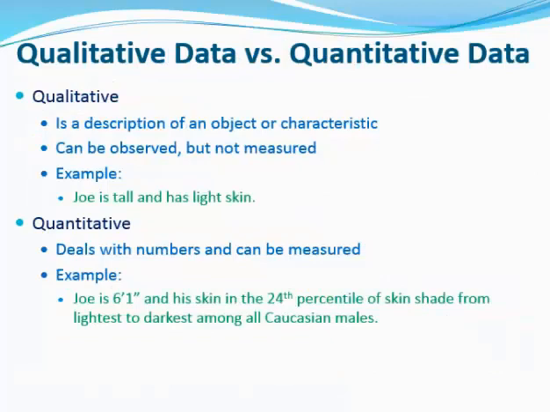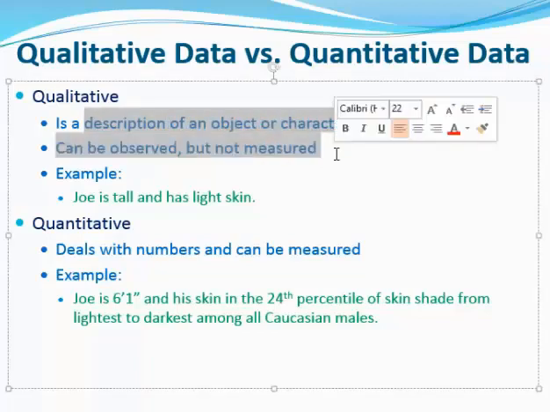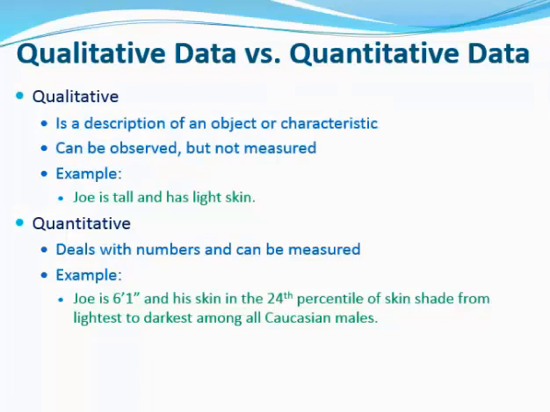The other type of data that we are going to look at is the distinction between qualitative and quantitative data. Qualitative is a description of an object or characteristic. It cannot be measured. It cannot be broken down into science. She is a nice person. He is a lousy person. He is mean. These are all things that cannot be measured on a scale of 1 to 10.